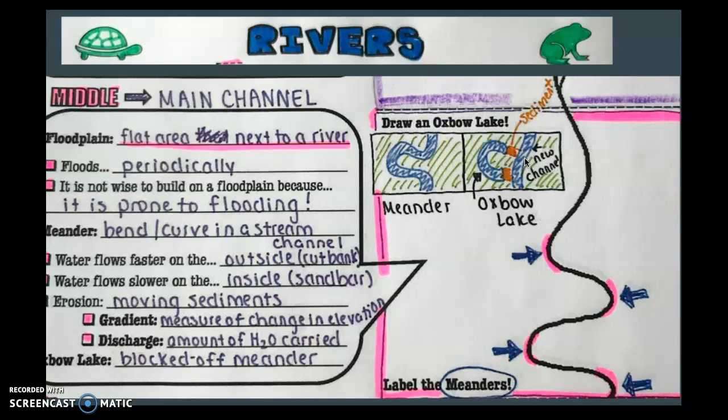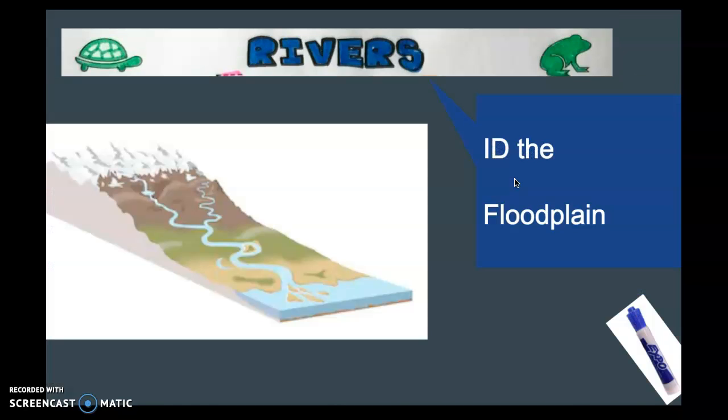These are pretty common here, especially in North Carolina. You can see them, and the older a river is, the more meanders it's going to have and the more oxbow lakes it's going to have. So a really mature river will have several oxbow lakes along its floodplain. Okay, I do the floodplain. What do you think it is?